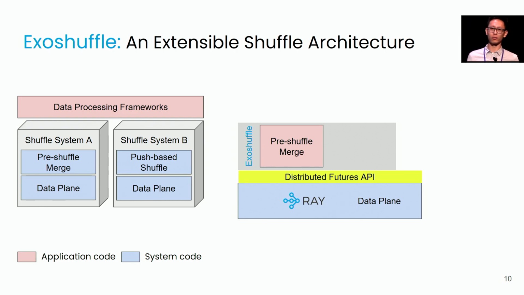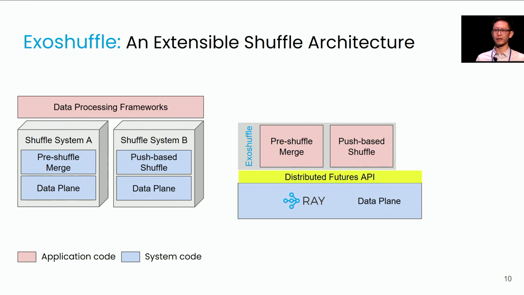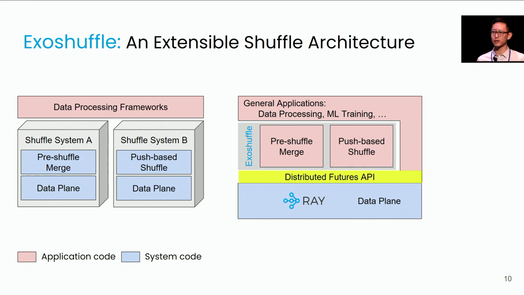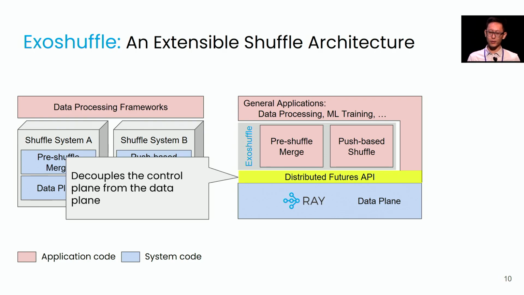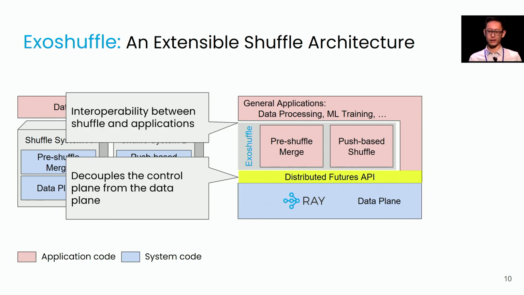Things like pre-shuffle merge, which are optimizations from previous literature to optimize for shuffle, can be implemented just as regular Python programs. And with that, and with the distributed futures references, it becomes much easier to interoperate with applications, including data processing, but also other ones such as distributed machine learning training. So here we decouple the control plane from the data plane by using an abstraction we call distributed futures, and then we're able to improve the interoperability between shuffle and other applications.